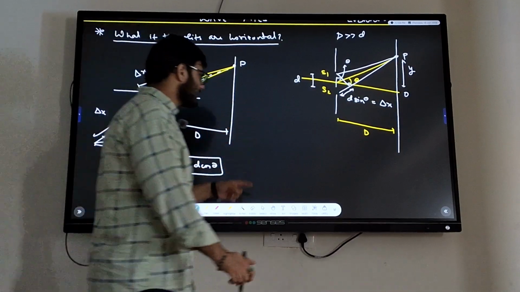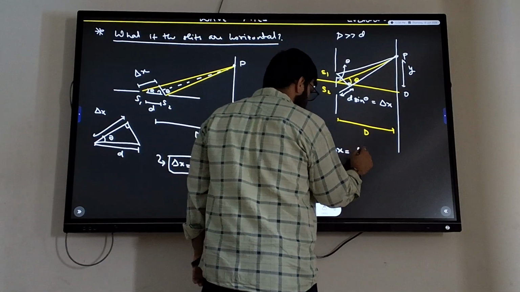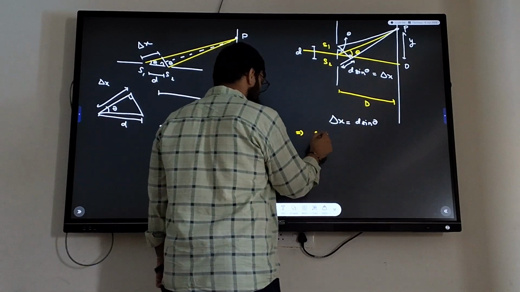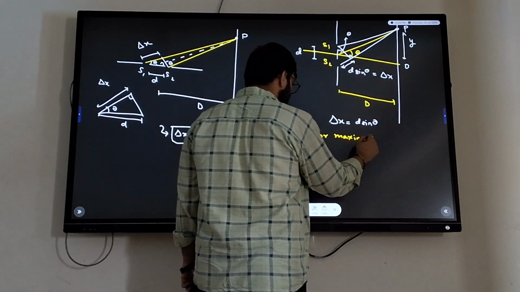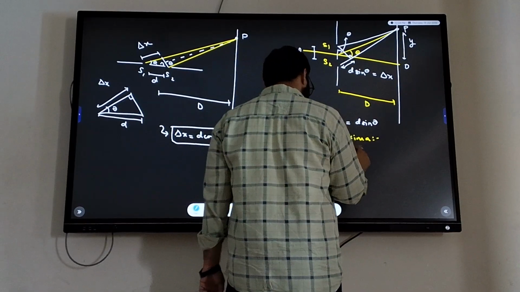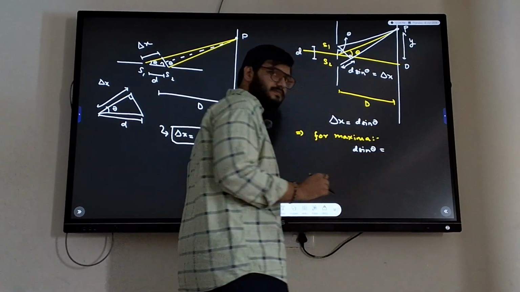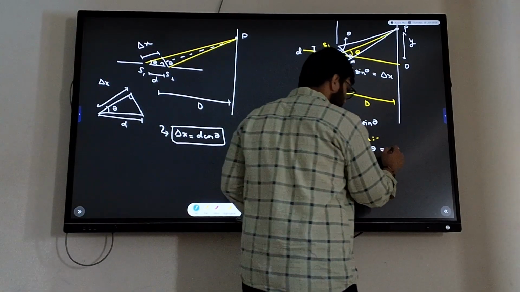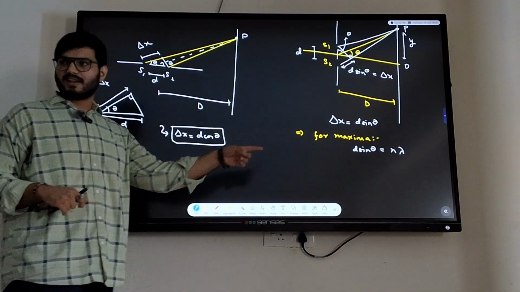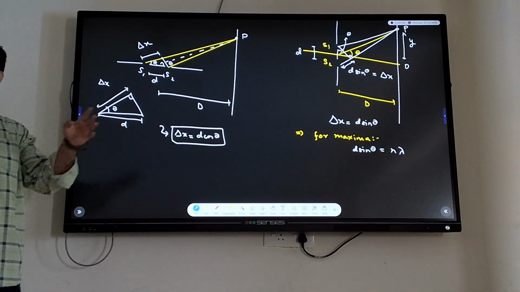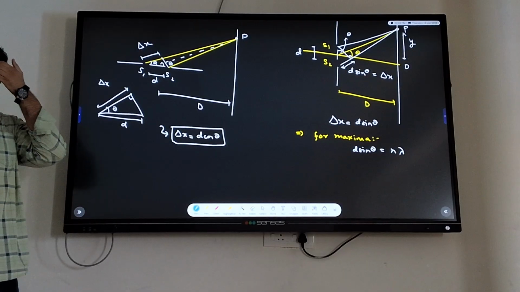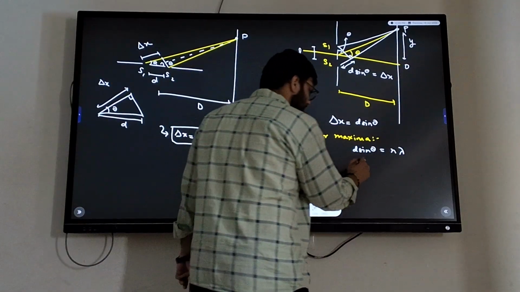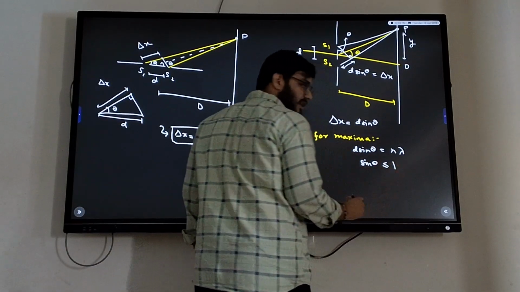What was the condition here? Delta x was d sine theta. And for here, what was the condition on maxima then? For maxima, what was the condition? That d sine theta has to be equal to what? Has to be equal to n lambda. Then can you see that there is a restriction on the sine theta? What is the restriction? From where to where it can go? What is the max possible value of sine theta? 1. So sine theta can't be greater than 1. It's always less than or equal to 1.